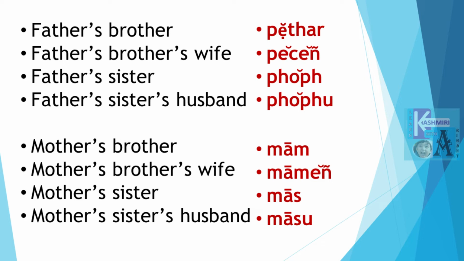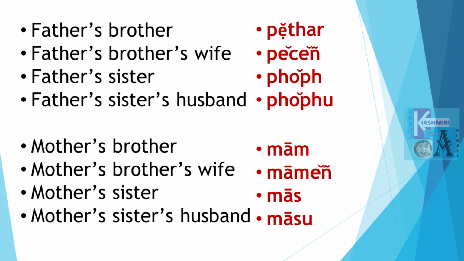Now the relations. From the father's side, father's brother is called as Peter. Father's brother's wife is called as Pechin. Father's sister is called as Poff. Father's sister's husband is called as Poffu.